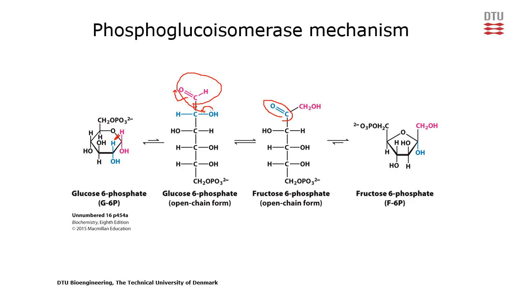Now the open-chain form is not the most stable, as you can also see from the glucose 6-phosphate closing from the open form, and from the fructose 6-phosphate open form to the closed form. Both of those reactions are pushed towards the ring structure. The ring structure has a lower energy level, so that's why it is preferred. So the enzyme pushes the reaction in this direction towards the fructose 6-phosphate.